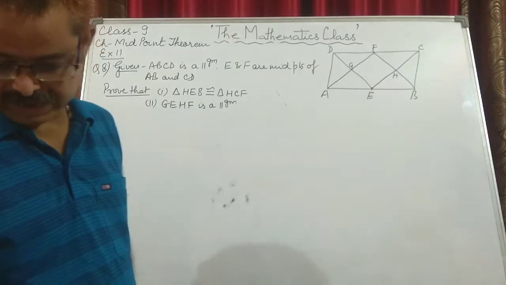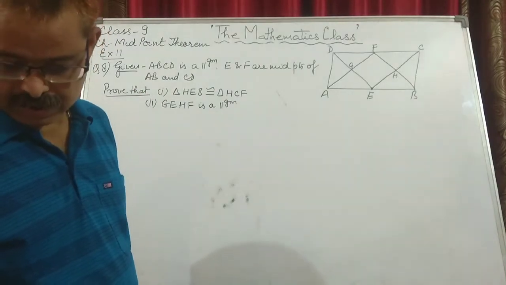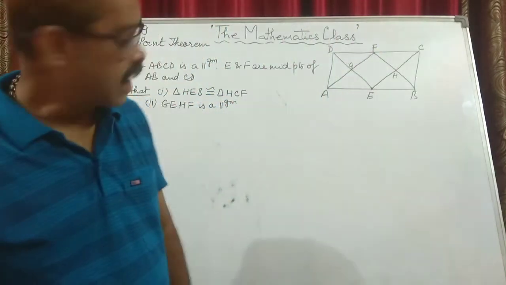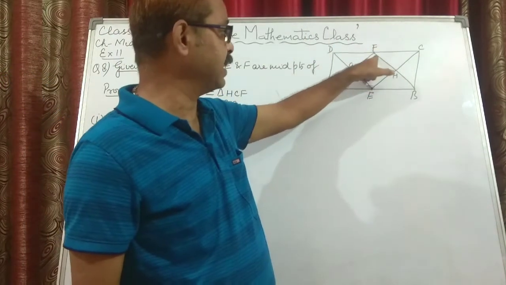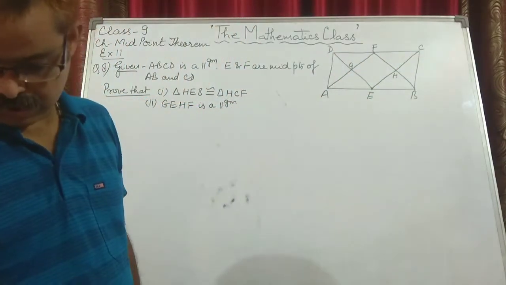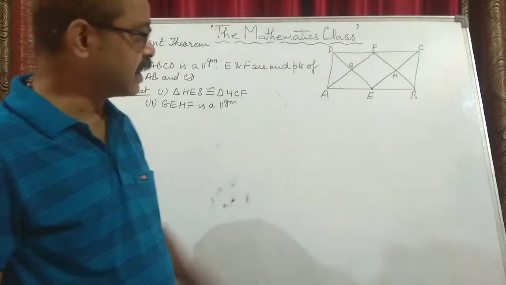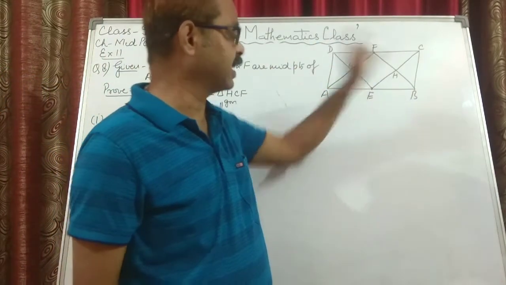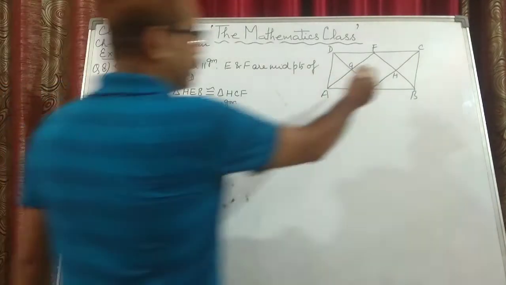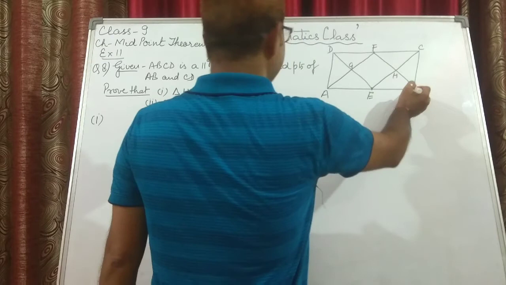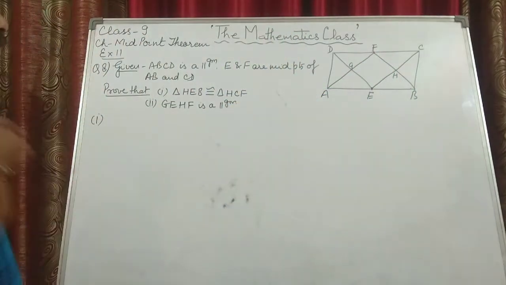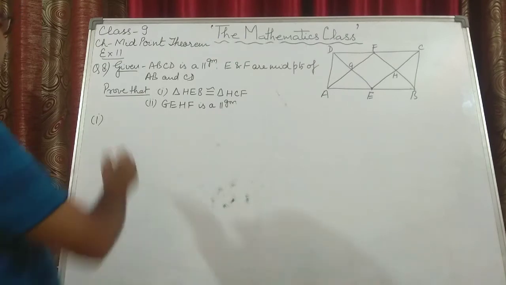Now they say that the straight lines AF and BF meet at F, and DE and CE meet at E. They meet at the points G and H. First thing you have to prove is that triangle HEB and triangle HCF are congruent. First point, you have to prove that these triangles are congruent.